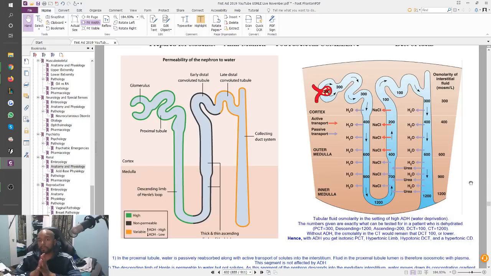In the PCT, it's just going to be isotonic because PCT, remember, is the place where you have full movement of everything. Everything is permeable. So isotonic PCT. In the limb, it's going to be hypertonic because at that point you were reabsorbing water. At the DCT, it's going to be hypotonic because you're reabsorbing solutes. And then again at the collecting duct, hypertonic because you're reabsorbing water.